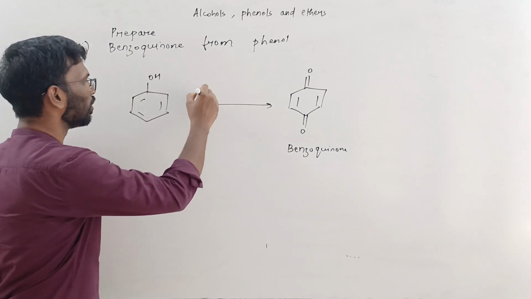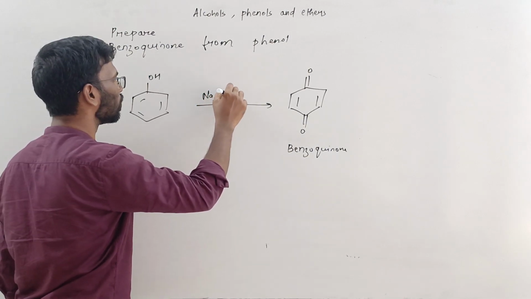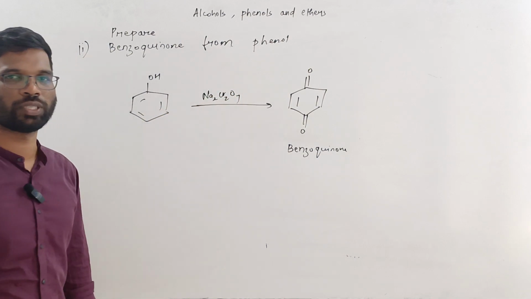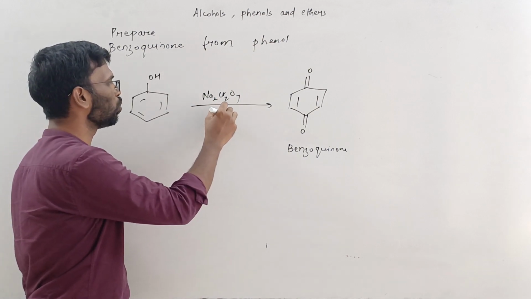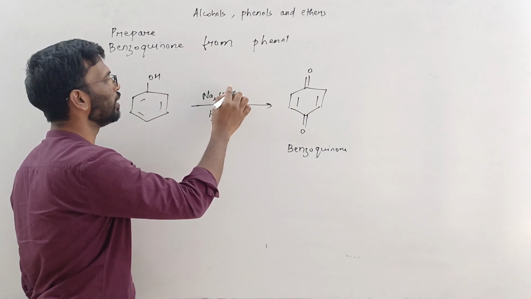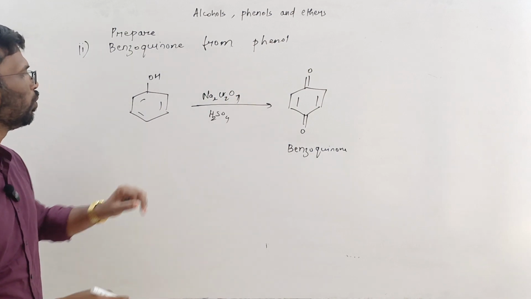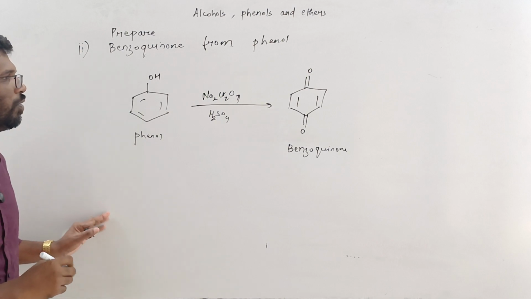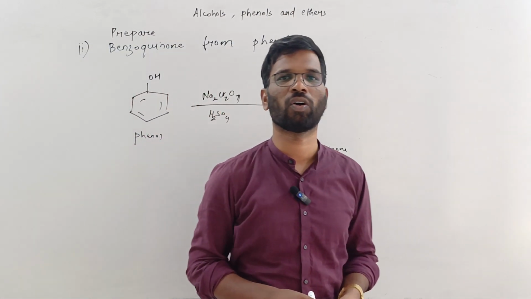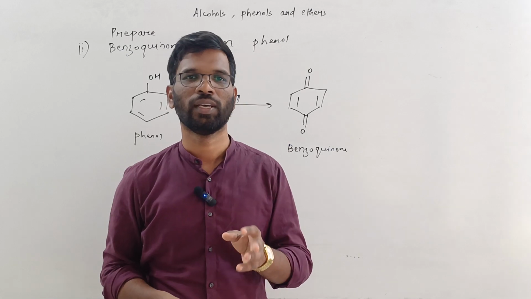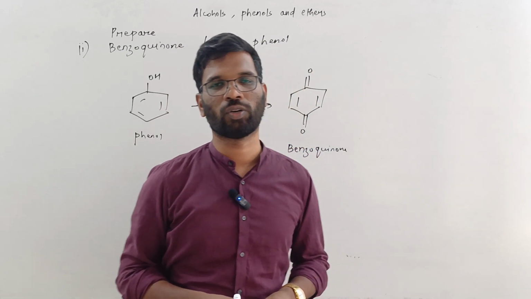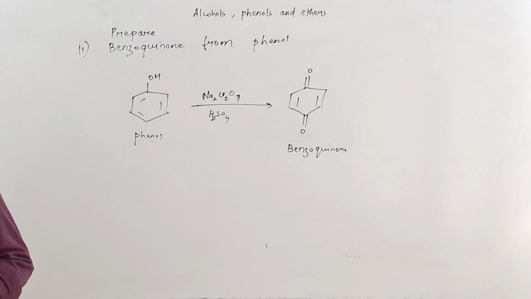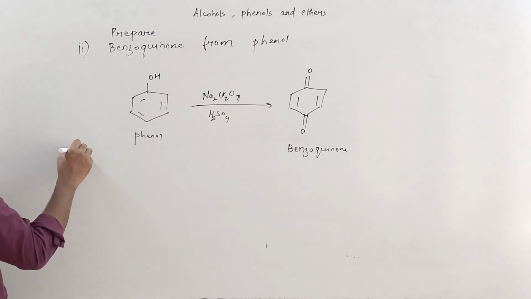So here, an oxidizing agent is used, Na2Cr2O7, in the presence of H2SO4. This is a very good oxidizing agent, Na2Cr2O7, that gives you a benzoquinone when oxidized. So this is a phenol. Reaction could be asked. Write a reaction of oxidation of the phenol, what it would do in the presence of Na2Cr2O7. Okay, this way.